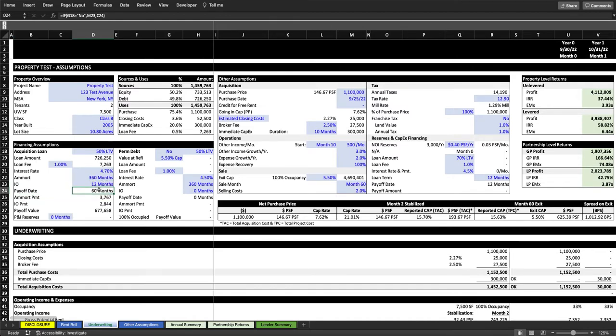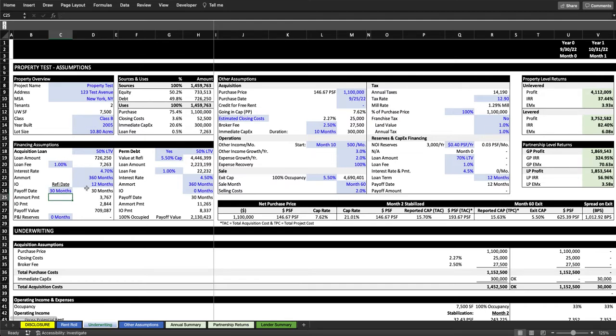So this payoff date will equal the sale date of the asset if you say you're not going to have a refinance. If you have no refi, the payoff date will equal when you're selling the asset, because that's when you have to pay off the lender with the proceeds at sale. But if you're deciding to refinance, you toggle that to yes, and you'll notice this now pops up refi date. So you can choose when you're refinancing. Let's say we refi in month 30.